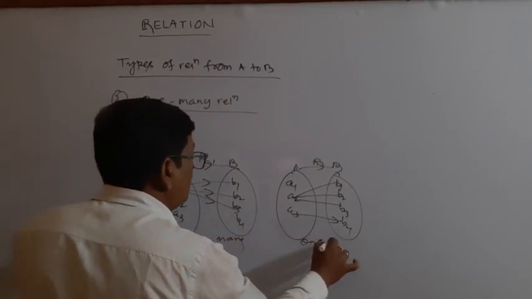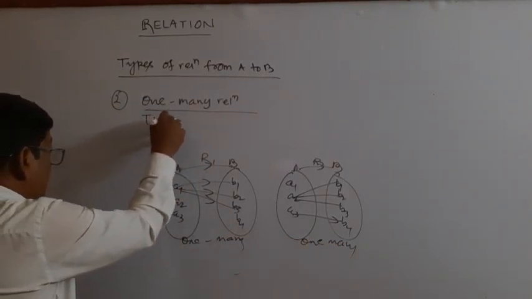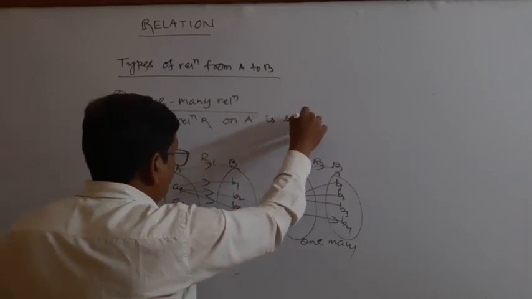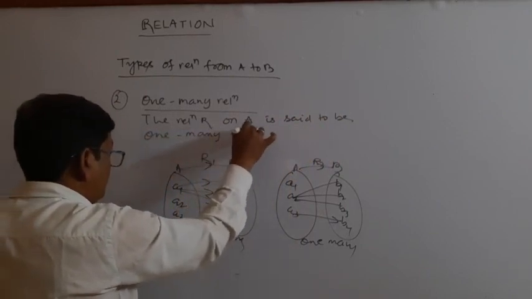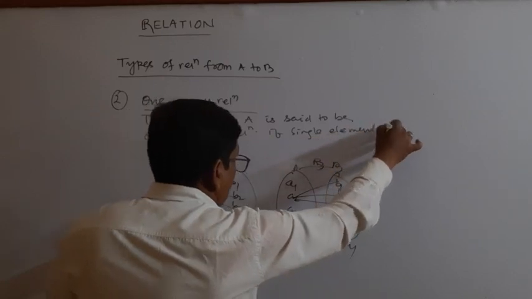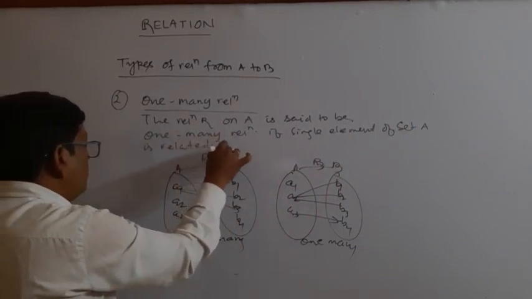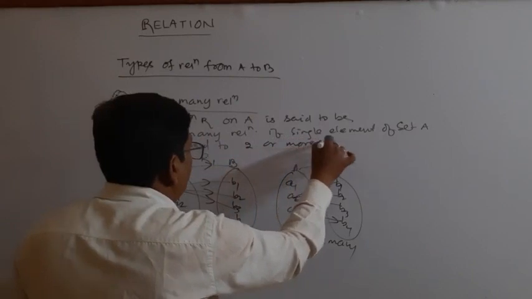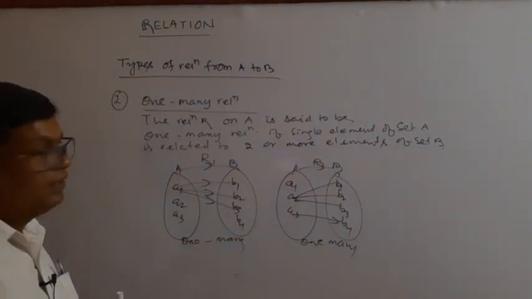What is the definition of a one-many relation? The relation R on A is said to be a one-many relation if a single element of set A is related to two or more elements of set B. This is the example.